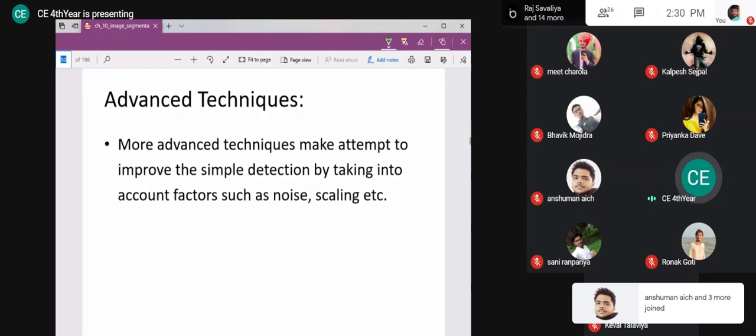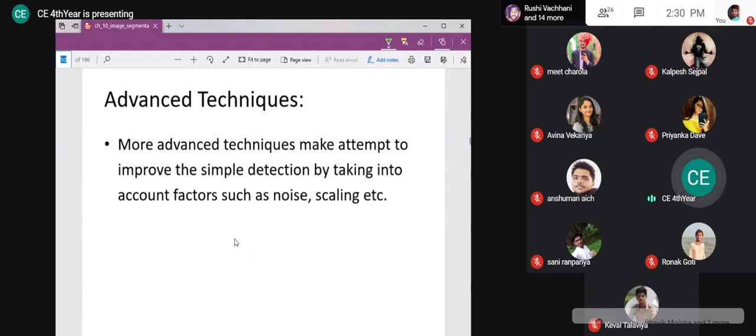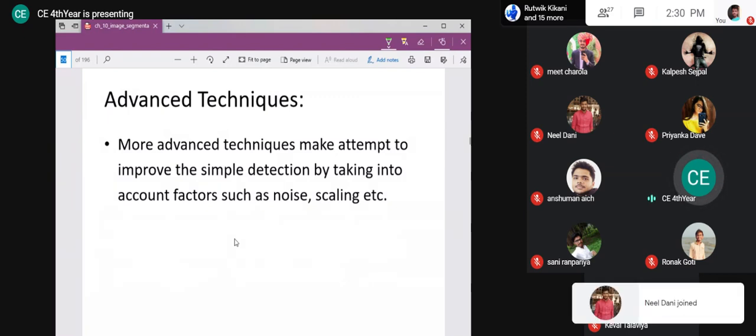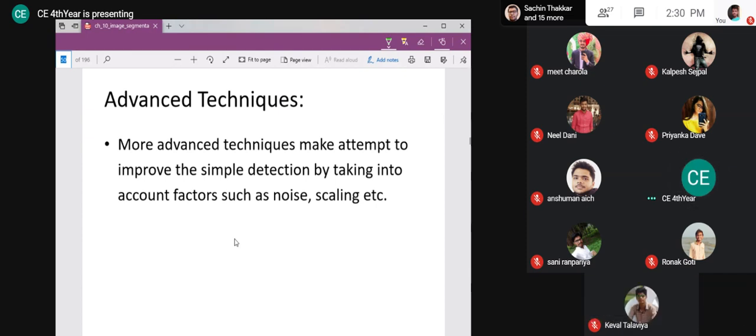Good afternoon, all. Today we are going to learn about an advanced technique of edge detection. In the last lecture, we concluded that gradient can be used for edge detection, but it has the issue that first order derivative and second order derivative react to noise. Though first order derivative reacts less than the second order derivative, they still have some sensitivity to noise, so that was the issue.